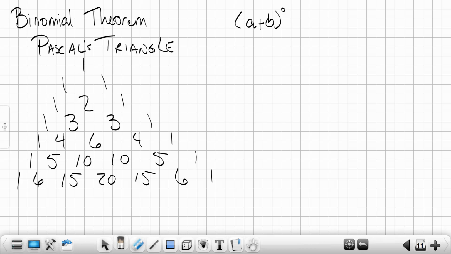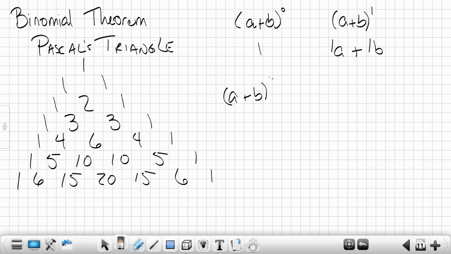Anything to the 0th power is 1. What is a plus b to the 1st power? A plus b. Guys, what number is in front of a? 1. Okay. What number is in front of b? 1.